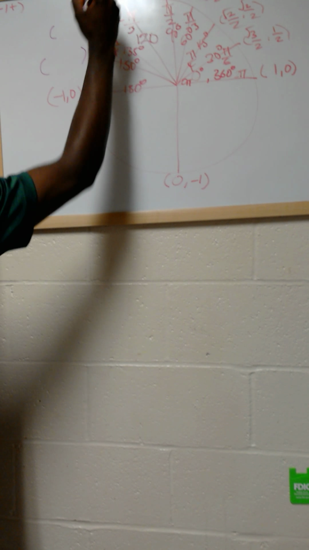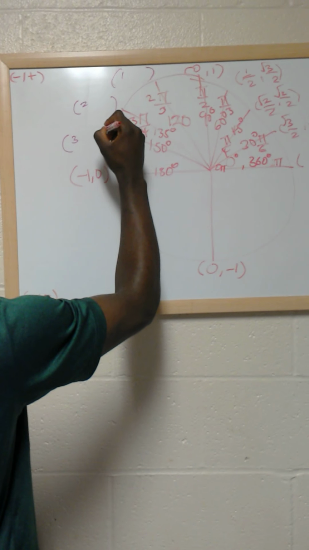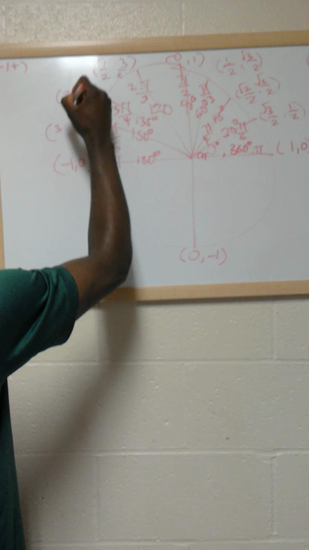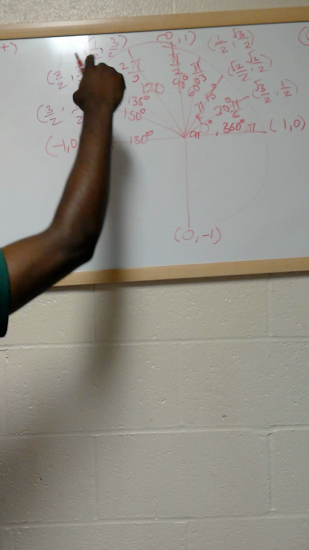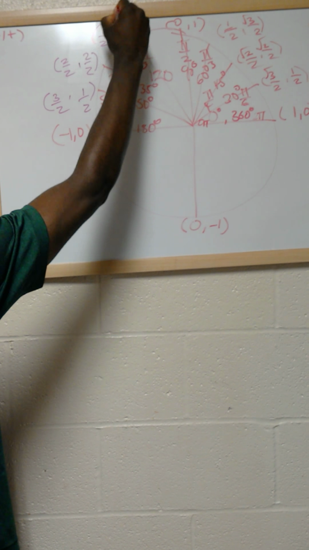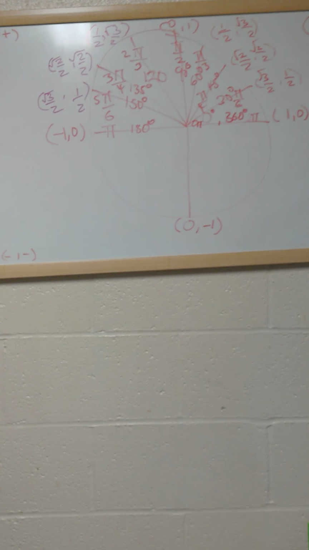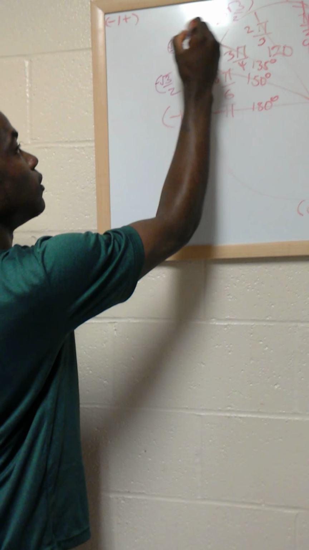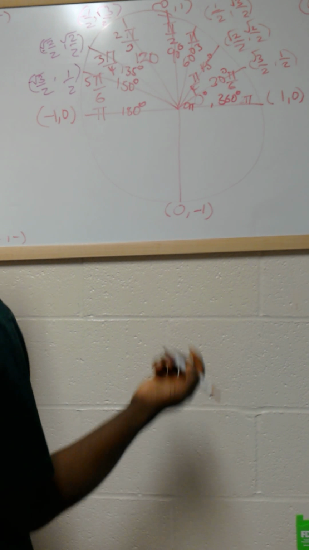You do the same thing. You go 1, 2, 3, and then you go 1, 2, 3. You do everything over 2. And then you square root everything but the 1. And then for this side, we know the x's are negative, so you just put negative on the cosine. So now you're done with this side.